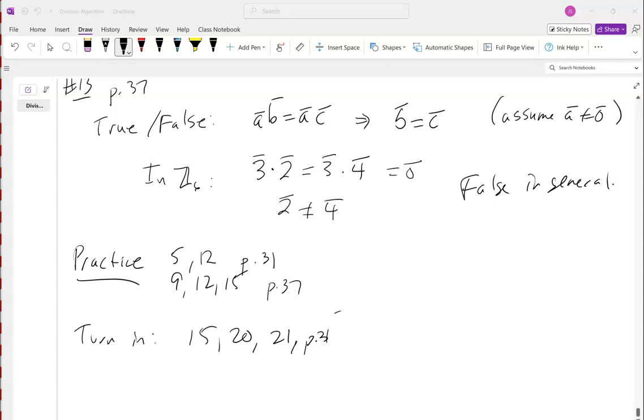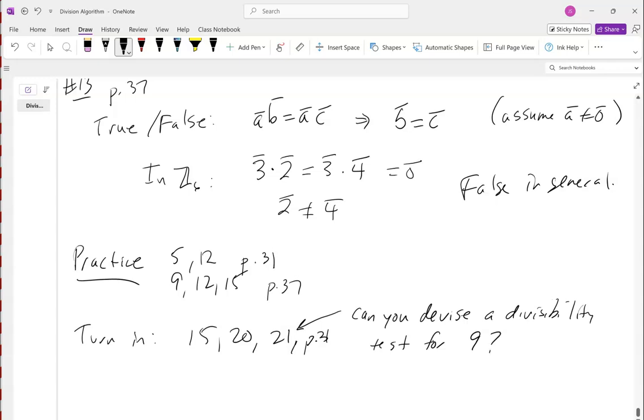For number 21 here, I want you to think about this and also think about, can you devise, or can you prove, if you already know what this is, I don't mean devise, I mean prove. Can you devise a divisibility test for 9? What I mean by that is, using the result that you have in 21, can you find a way to determine if the number is divisible by 9? And if you already know what it is, then use that result to explain why it works. Does that make sense, what I'm trying to say? Okay. All right.